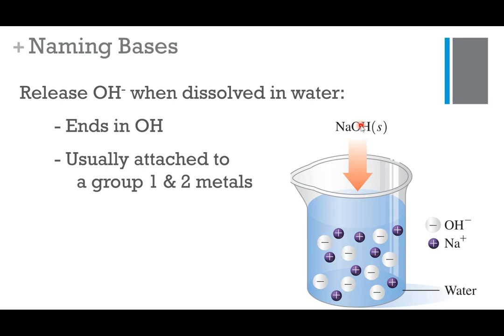Naming bases. So we've actually already named bases back when we did naming in the ionic compounds. So we treated this as a polyatomic. To name something with a polyatomic, you just take the name of the metal and say the name of the polyatomic. So this would be sodium hydroxide. If it was attached to magnesium, it would be magnesium hydroxide. So we already know how to name bases, but you'll be asked to do it again, I'm sure.